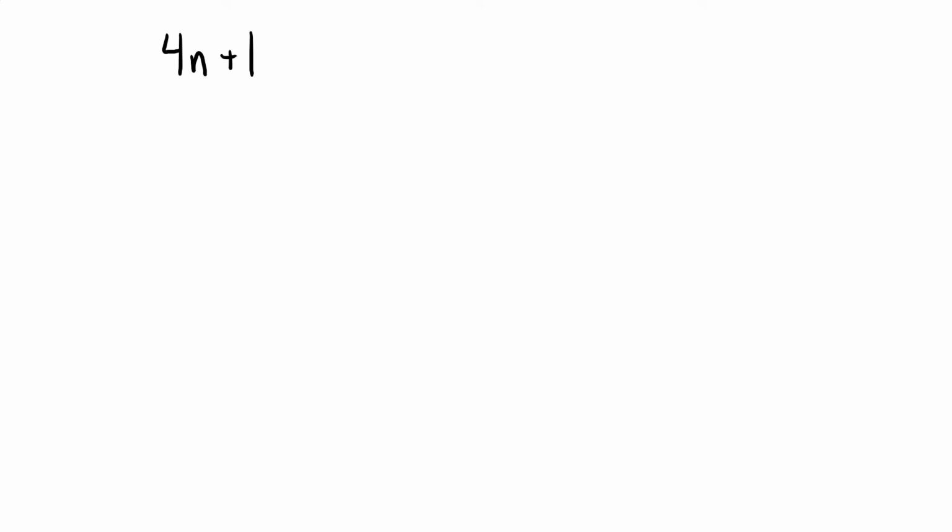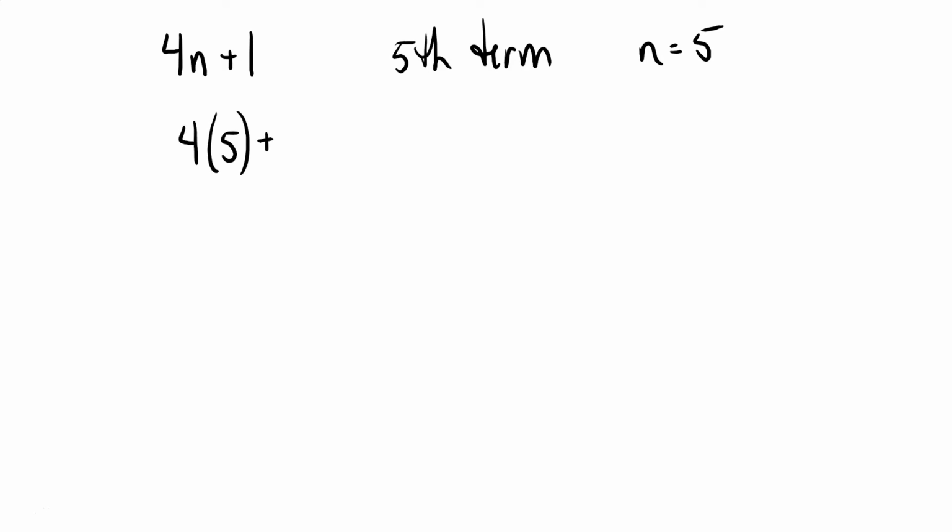Now supposing we wanted to find the 5th term. By saying the 5th term, that tells us that n is going to be equal to 5. All we need to do now to find that 5th term is substitute that value of 5 in place of n in the equation. So the 5th term is 4, replacing the n with 5 and adding 1 to it, which of course is 20 plus 1, which is 21.